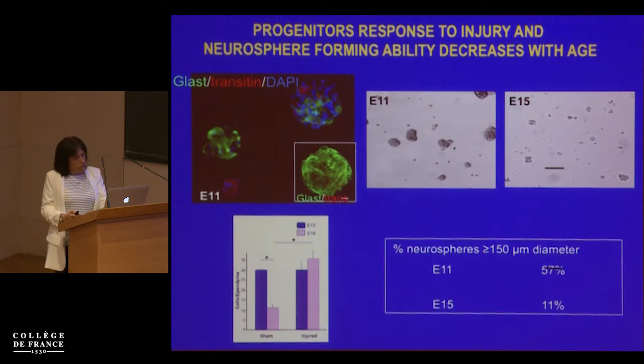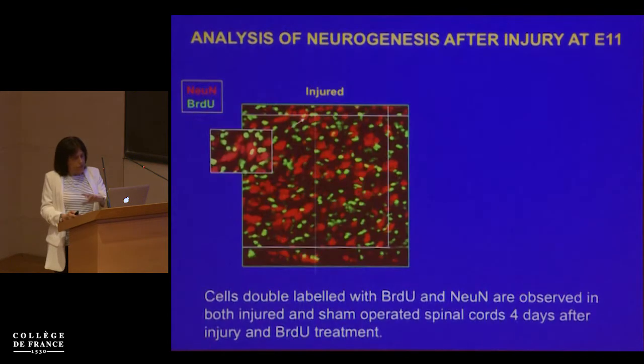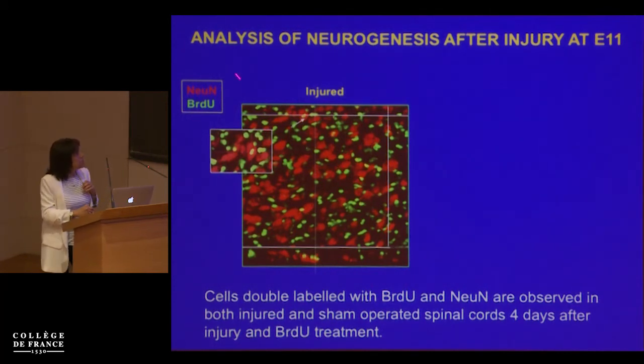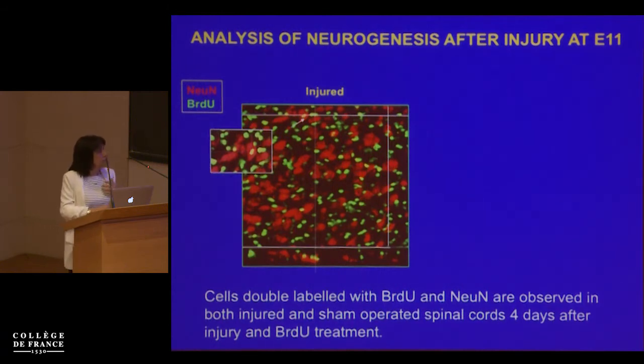So we wanted to know whether we have neurogenesis effectively from these different stages. If we do a labeling with BrdU and then use NeuN, which is a marker of mature neurons, we could find cells that were double labeled.